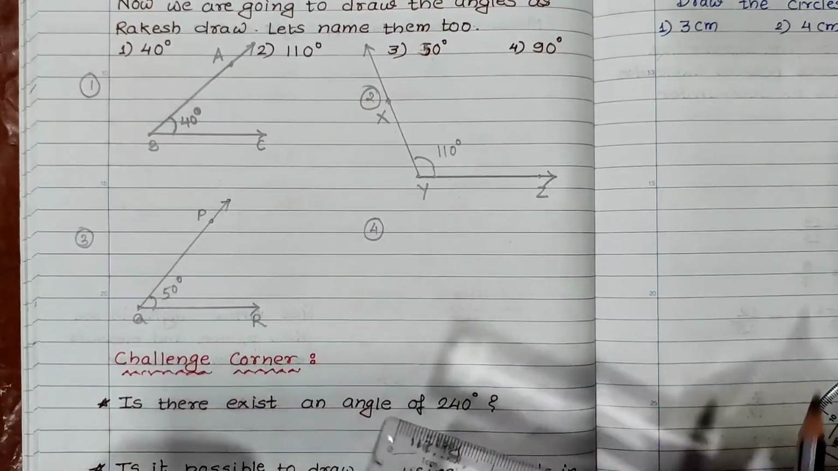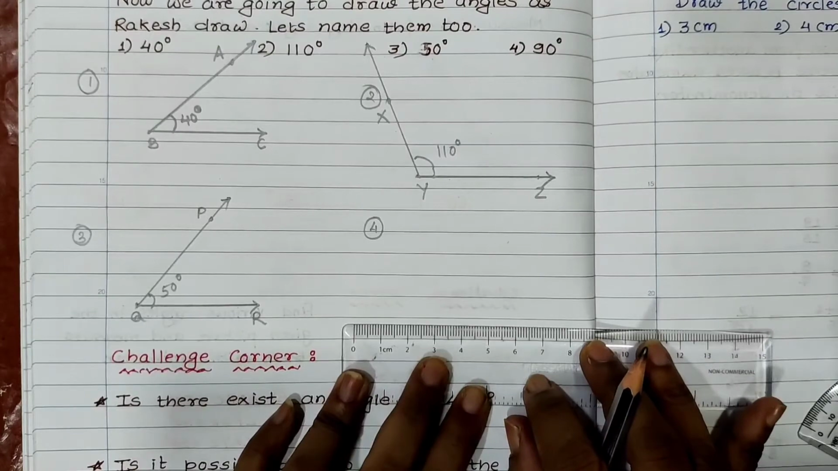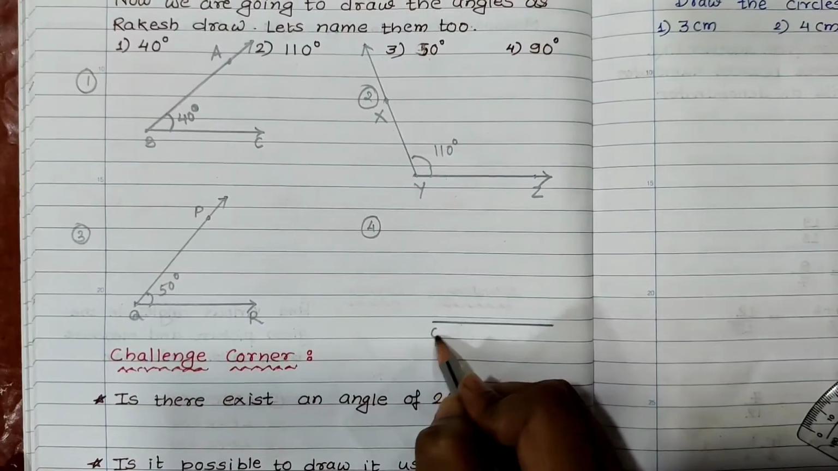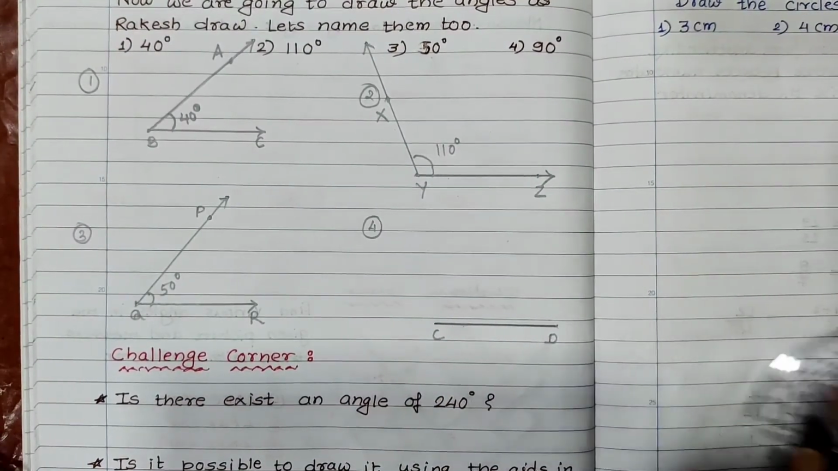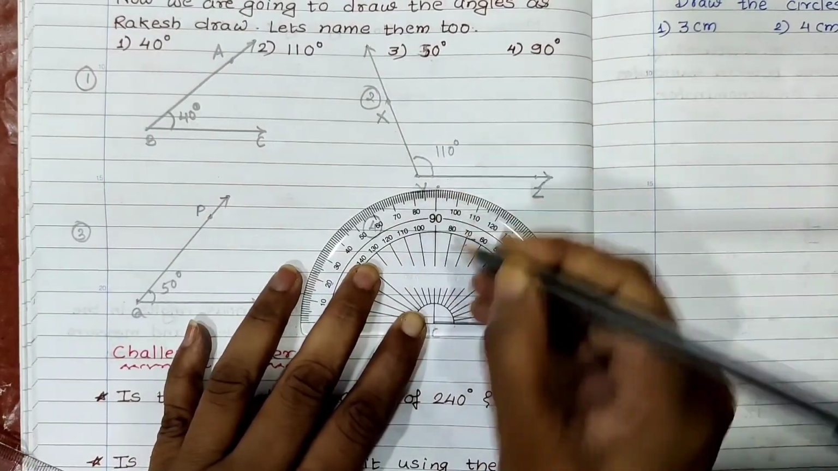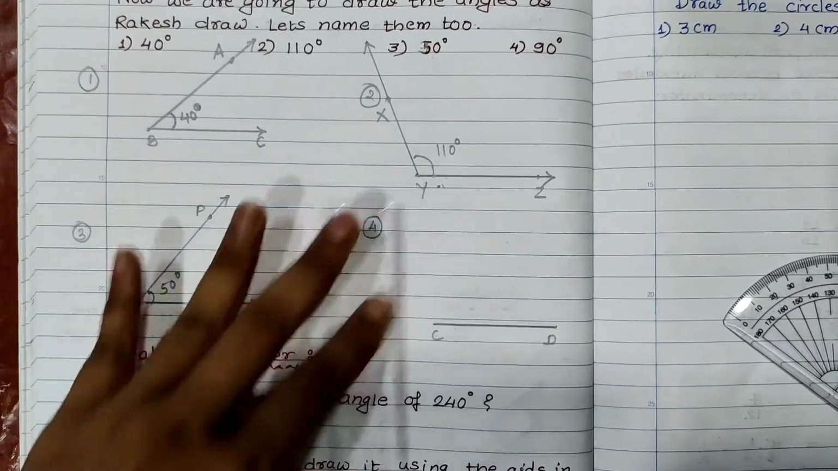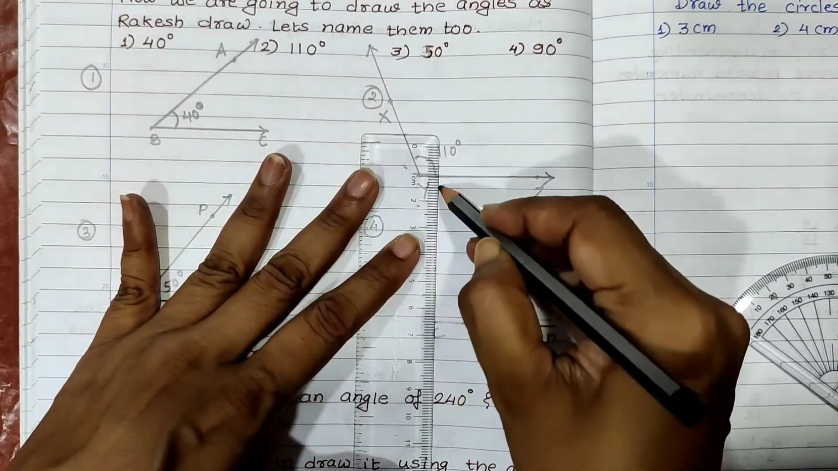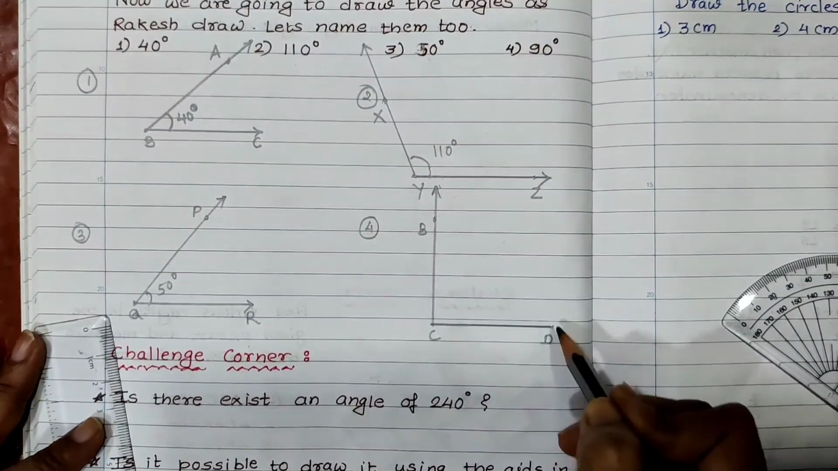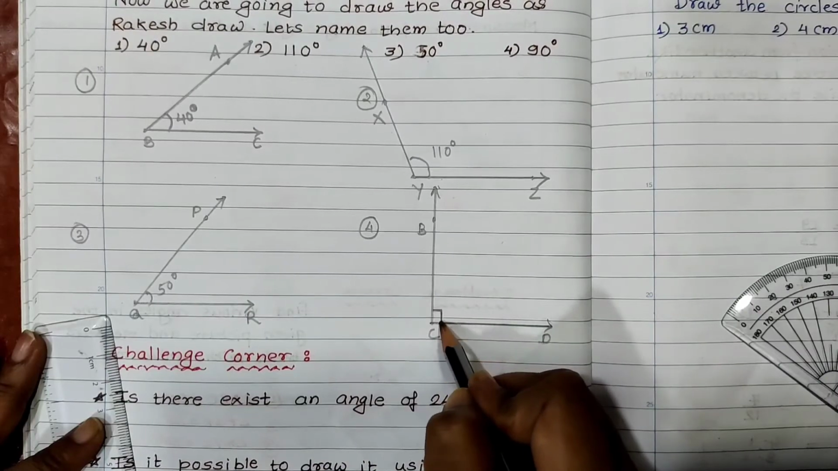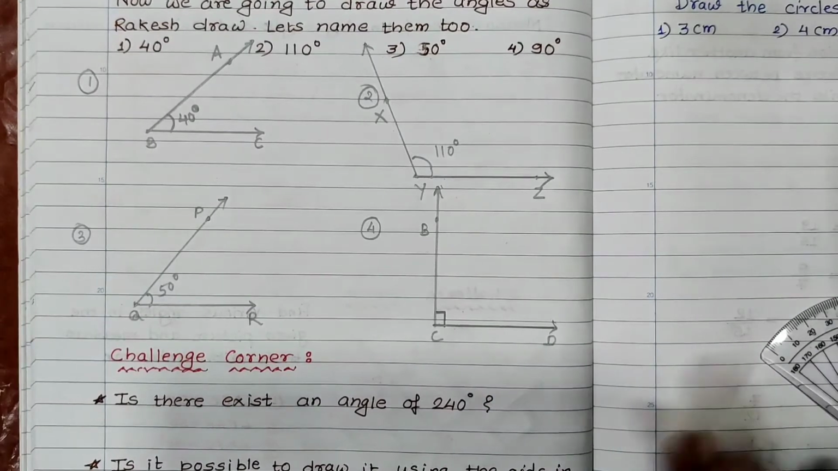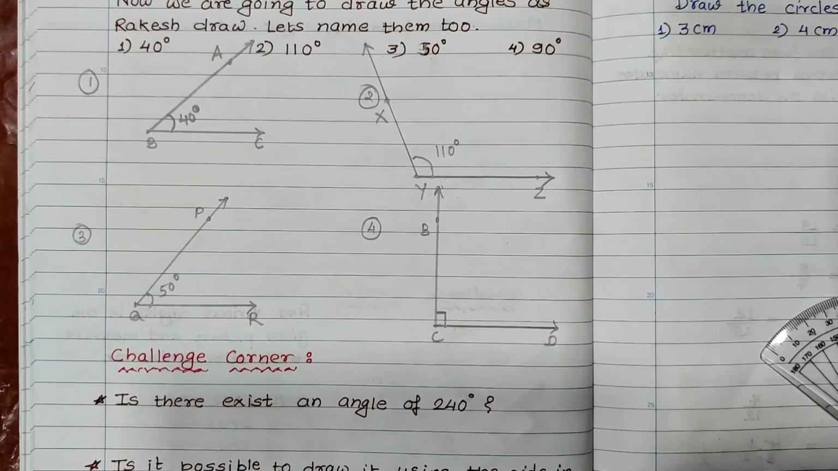So once again we will be drawing one arm or one side, CD maybe. Now place the protractor carefully on point C. Here it is the 90 degree point. 90 degree is the perpendicular, correct? Now we will be drawing a straight line. It may be point B, BCD, and for the 90 degree we write the symbol. Instead of writing 90 degree, we show it with the symbol. In this way you can draw all these 4 angles.